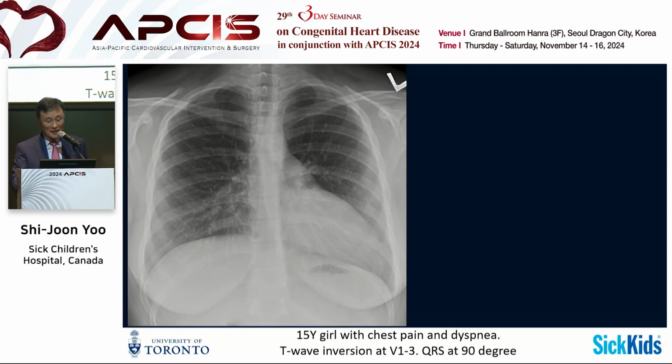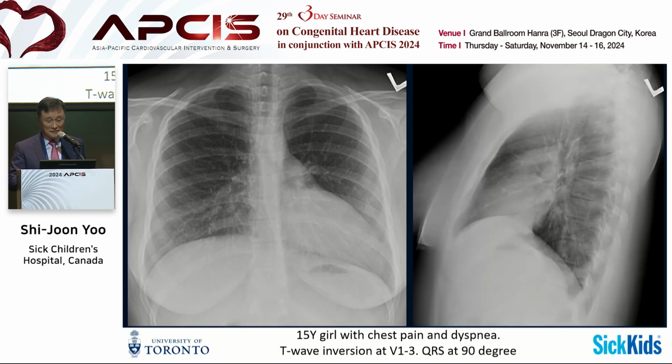Okay. So, anybody who wants to challenge the diagnosis: this is a 15-year-old girl with chest pain and dyspnea. As a radiologist, I don't have any idea what it means, T-wave inversion at V1 to 3 and QRS axis at 90 degrees. Okay. Do you have any suggested diagnosis from the chest X-ray? The chest X-ray actually is very, very classic, and it's diagnostic, actually. You may want to see the lateral view. Why? When you have pectus excavatum, you will have a similar finding, but there isn't pectus excavatum, okay?